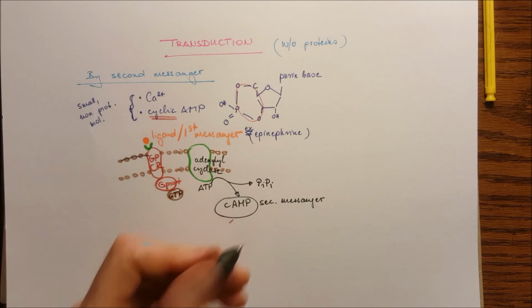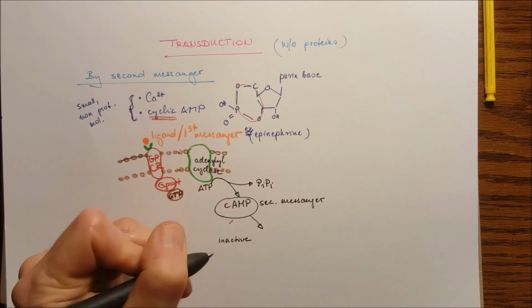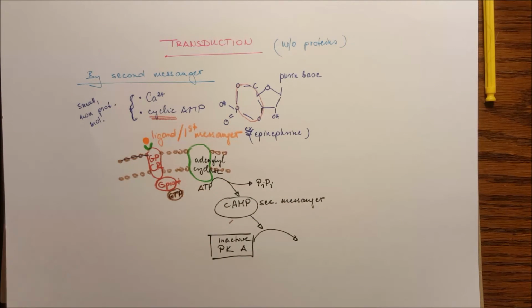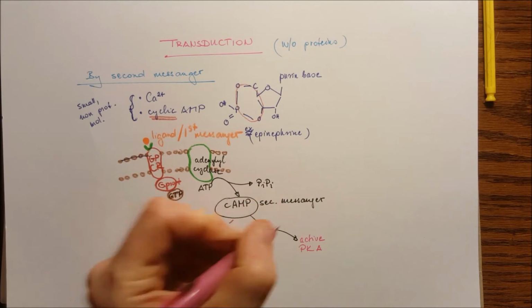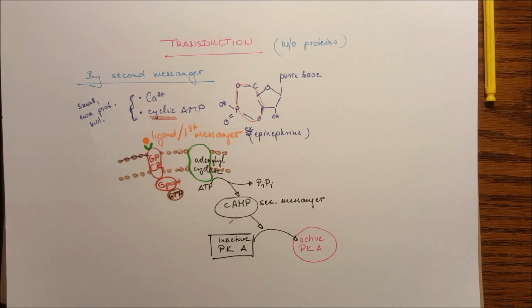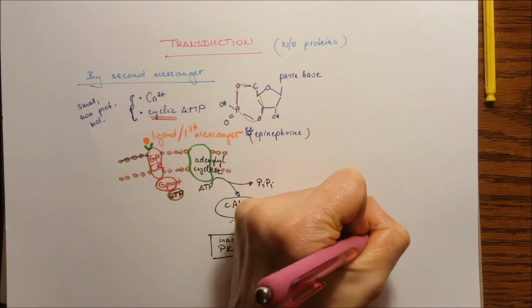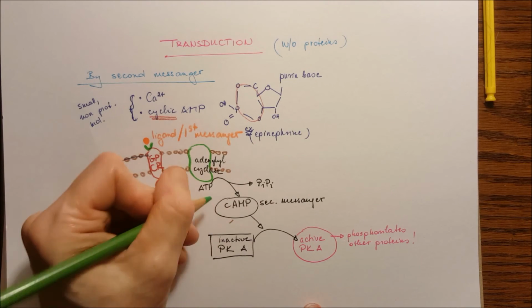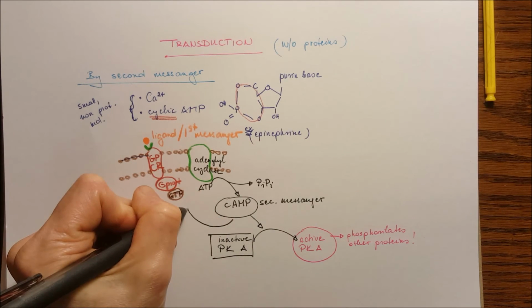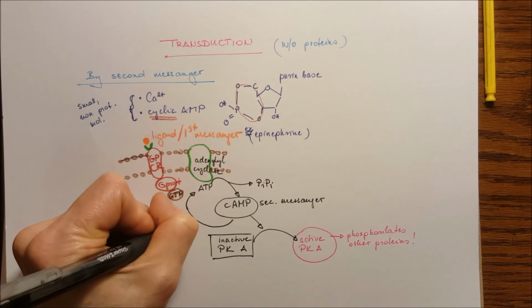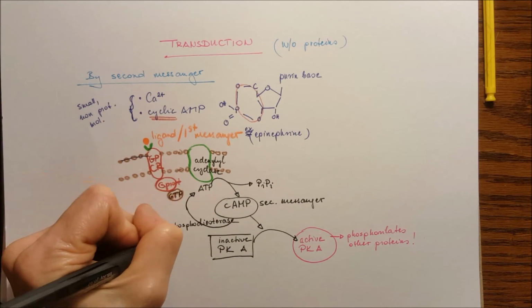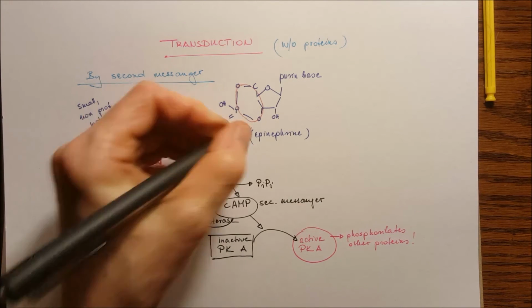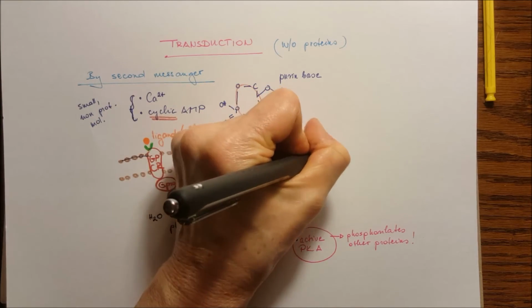This cyclic AMP as a second messenger is going to activate the inactive protein kinase A to an active protein kinase A. And the active protein kinase A is going to phosphorylate other proteins. So next one, the last, this cyclic AMP can go back to ATP by the phosphodiesterase enzyme. That's kind of a dehydration reaction.